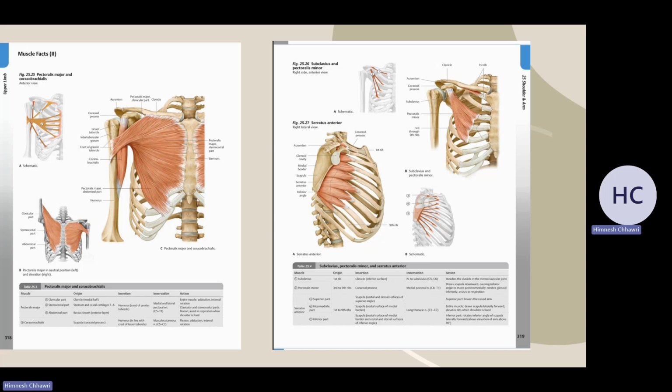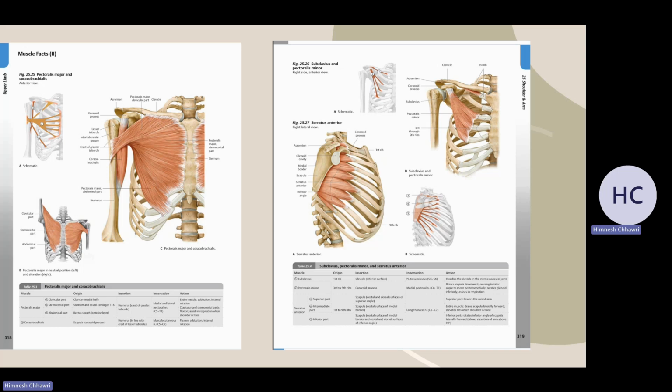By the name, origin: clavicle, medial third, medial half of clavicle, then sternum, ribs 1 to 6, and then the rectus sheath. You've talked about the rectus sheath in the abdominal wall question. So just remember the parts, clavicular part, sternocostal part, and the abdominal part, and you can remember the origins. Ribs 1 to 6. There can be variations. Some books might say 2 to 7. That much difference is acceptable.